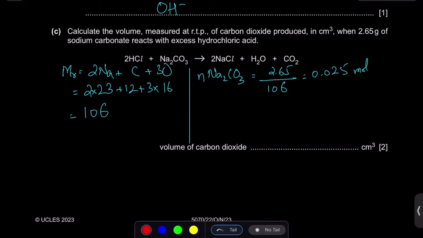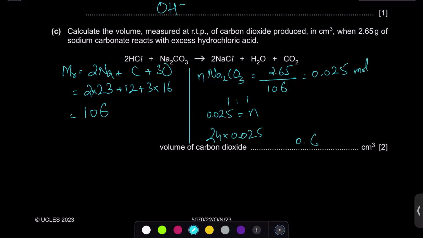Once I have moles of this, the limiting reactant, because HCl is in excess, I can just use the mole ratio, 1 to 1 mole ratio. So if 0.025 is of this, then it is the same for that. And then we'll multiply by 24 because 1 mole of this gas takes 24 at room temperature. So 24 times 0.025, that is 0.6 dm cube. But they asked for cm cube. So 600 cm cube. So pay attention to the units required. And yeah, there you go.